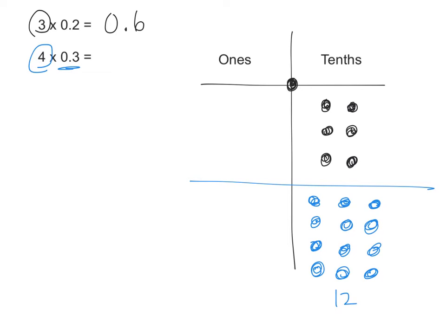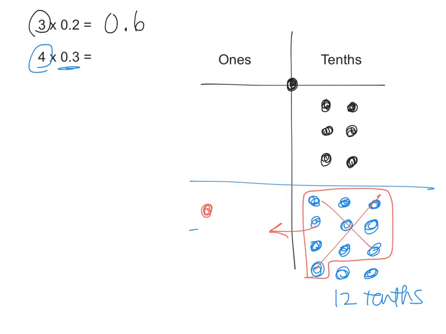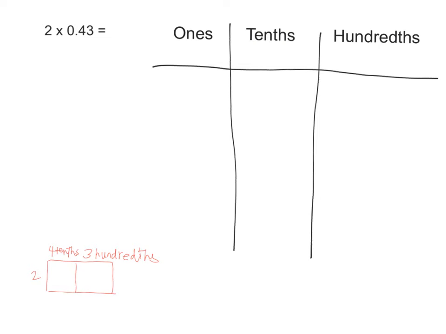I know that 10 of those tenths can be regrouped and traded for 1 one. So now if I look at it all together, I have 1 one and 2/10. Another name for that was 12/10, which is what I had before I regrouped, but the standard form is 1 and 2/10.